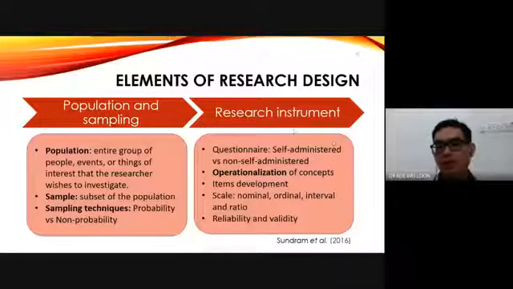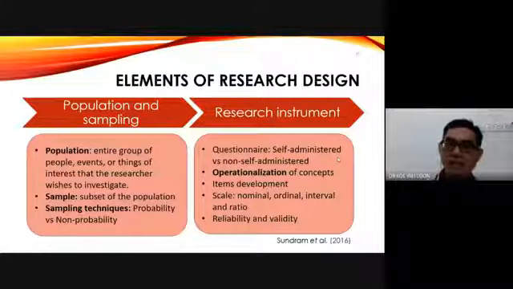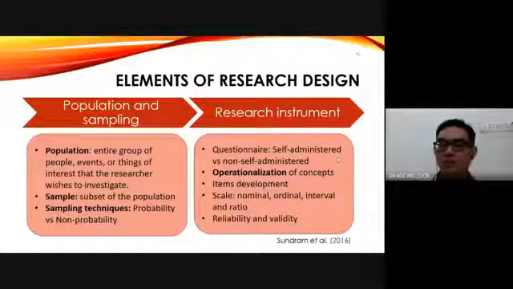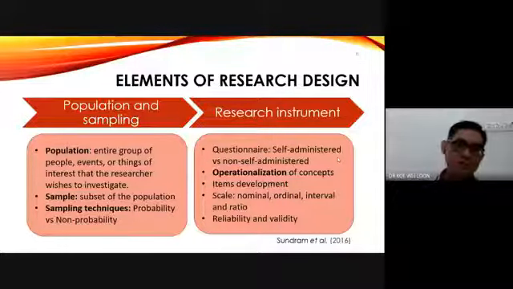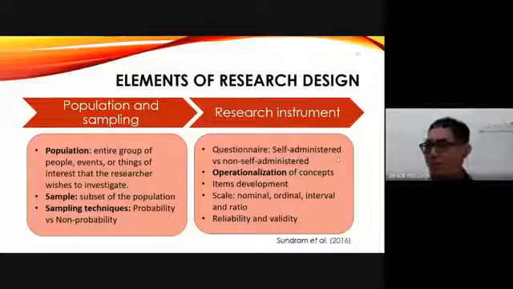So I only focus on questionnaire here because I think most of you are using questionnaire. But if you're using questionnaire, you have to explain whether you are using self-administered questionnaire or non-self-administered questionnaire. What does it mean by self-administered questionnaire? For example, you have the questionnaire and then you just distribute the questionnaire to the respondents and then the respondents fill up the questionnaire by themselves. That is self-administered. They read the questionnaire by themselves, they try to understand the questions by themselves and then they fill up the questionnaire by themselves.